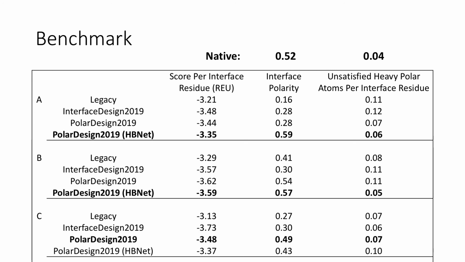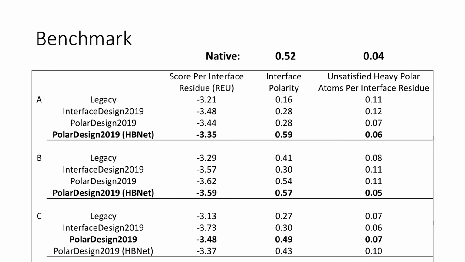Just moving on to proteins B and C. For A and B, the winning combination was polar design preceded by Monte Carlo HBNet. For C, HBNet actually made it worse, in all three columns. The Rosetta score got worse. The polarity, we're close enough to native. It's not clear that 43% is terrible. But this is worse: introducing more polar atoms without hydrogen bonding partners. So in C, polar design is the winner, and for all of these, we find a winner that improves in all three columns.